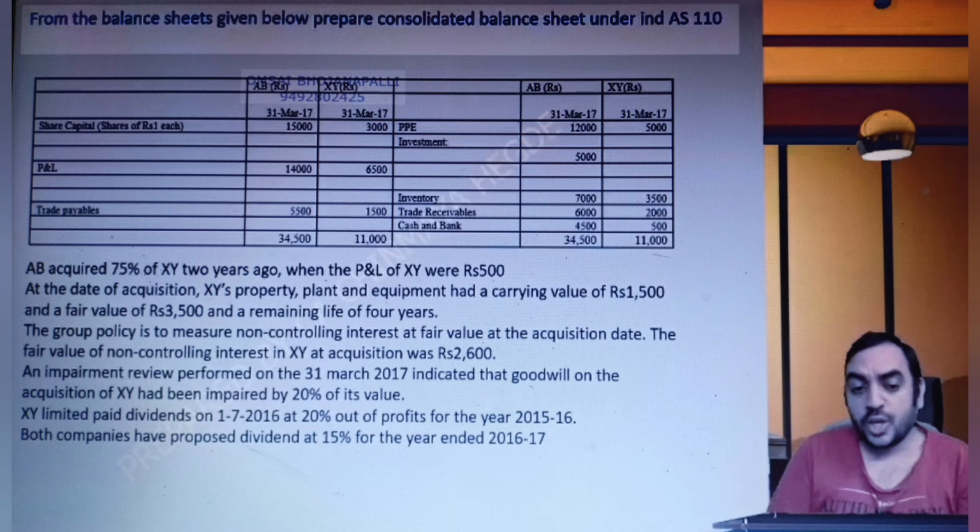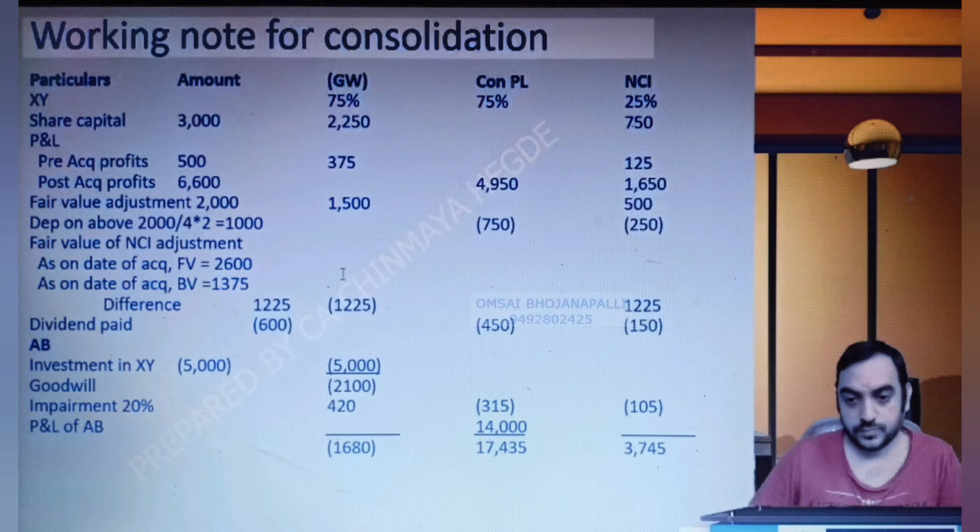Problem number 43. From the balance sheet given below, prepare consolidated balance sheet under IND AS 110: share capital, P&L, trade payable, PPE, investment, inventory, trade receivables, cash in bank. AB Limited acquired 75% of XY 2 years ago when the P&L account of XY was rupees 500. On the date of acquisition, XY's property, plant, equipment had a carrying value of 1500 and a fair value of 3500, remaining life of 4 years.